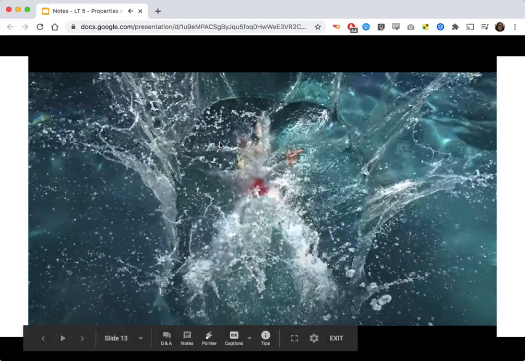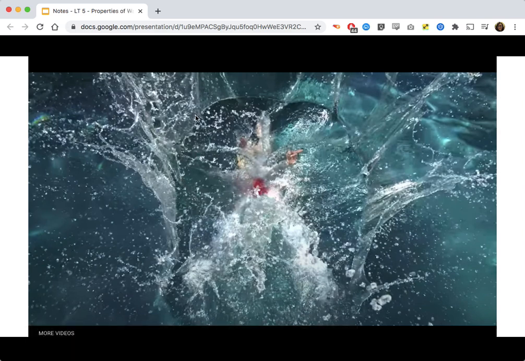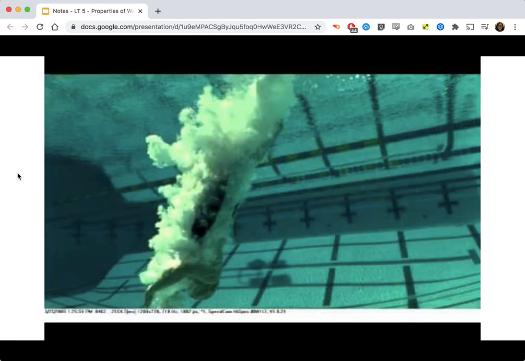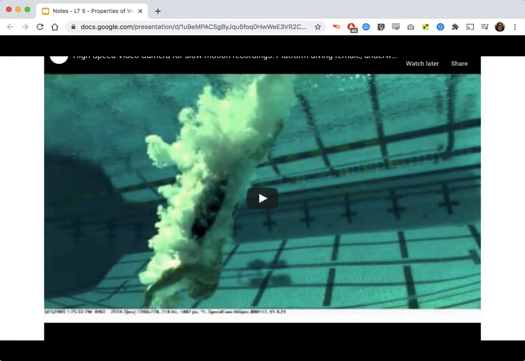So it's pretty amazing here. You can see the properties of surface tension and the attraction of water molecules to each other as they form this shape as he falls into the water. Here's another example.